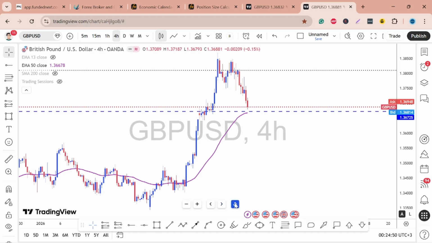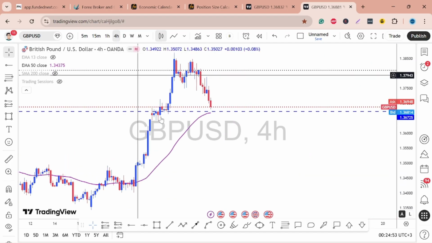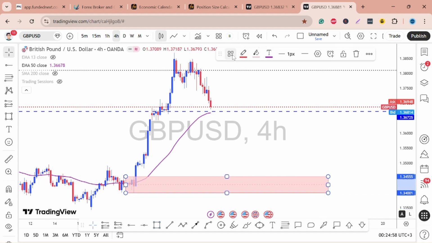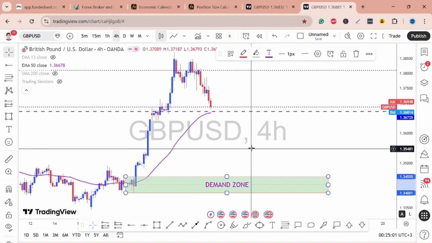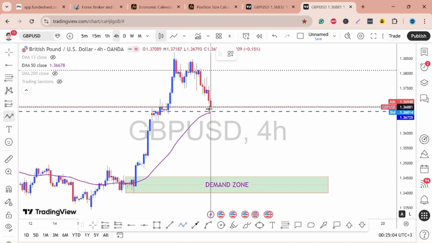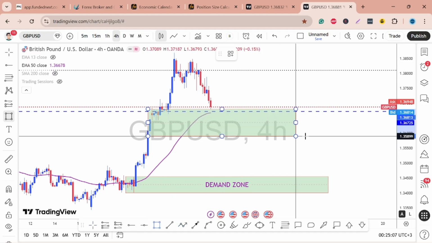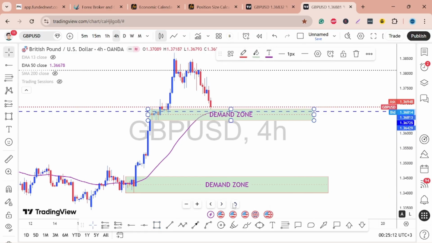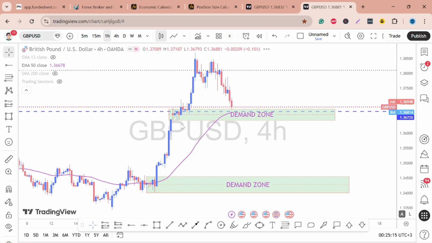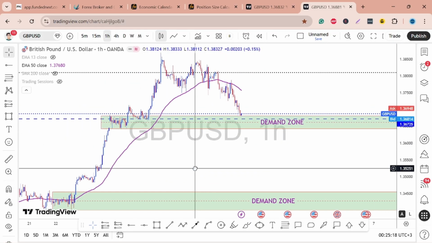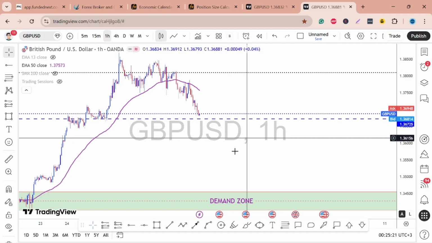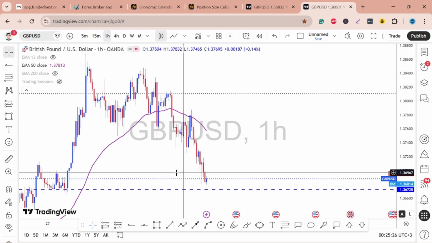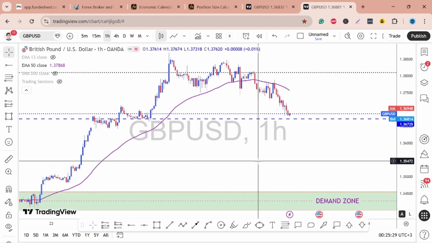Moving down to the lower time frame, that is the 4-hour time frame, we have this point of interest as a demand area. It would be interesting to see price coming down to these levels here, but even before we get there we have some minimal price reaction at this point. I don't think this zone will be able to hold the price. So what I'm looking for on GBP USD is the bearish momentum to continue.